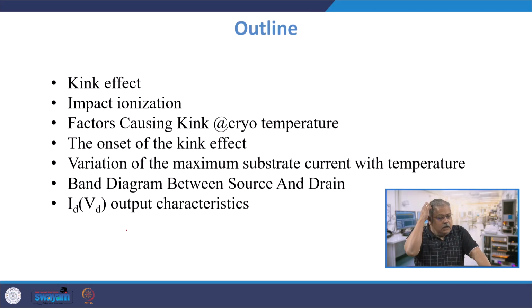Important why? Because again from the power perspective, if you do not consider this, you do not account for the higher power dissipation which might happen because of an increased value of current in the low temperature region. So, we will understand what the kink effect is, we will see what impact ionization is, then we will look into the factors which cause the kink effect at cryo temperature, we will look at the onset of the kink effect, and then we will relate the variation of maximum substrate current with temperature, and when we apply a kink effect, what the band diagram is, and then finally the output characteristics of the device.